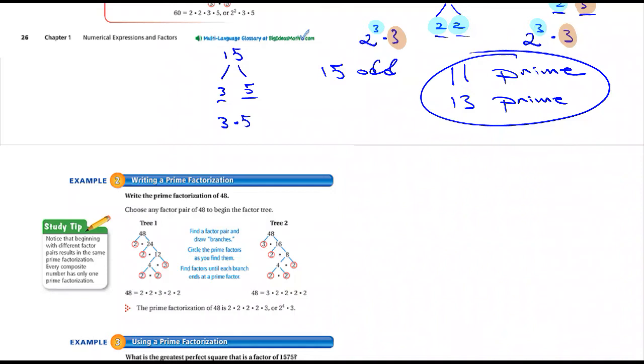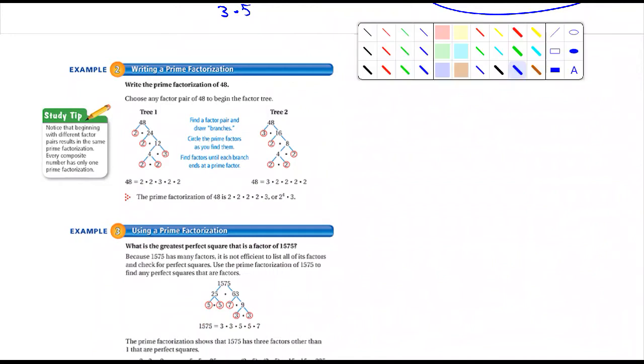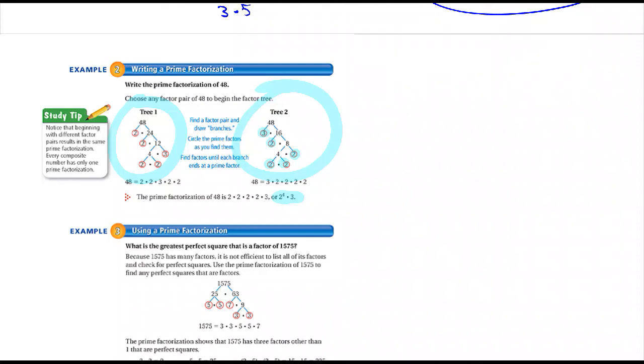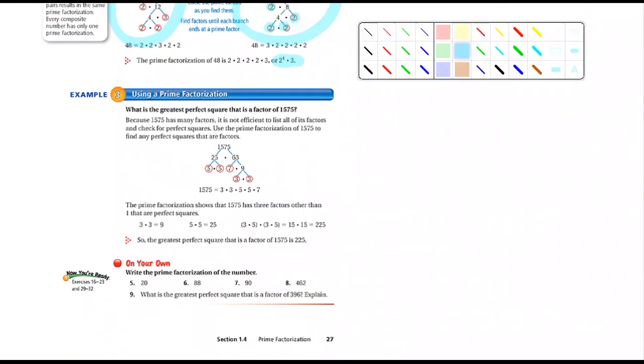So, here we go. They give us some other examples here. You can see how they factored out 48 two different ways. Here's one way, and here's another way. And so they end up with 2 to the 4th times 3, because there's 1, 2, 3, 4 2s, and 1 3. I've got an example 3 here. Let's take a look at that.